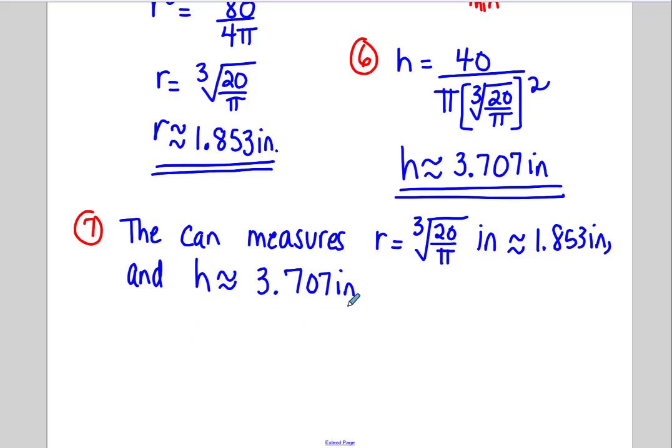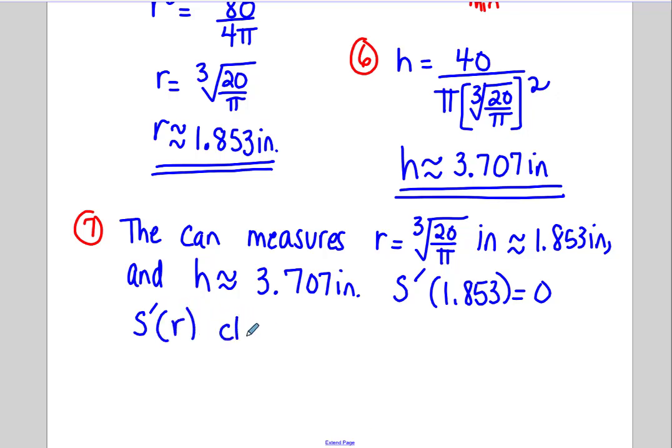And the reason we know that this is the truth is because the derivative of the surface area for the 1.853 was 0. And the surface area with respect to the radius, that rate, changed signs from negative to positive there. From negative to positive.